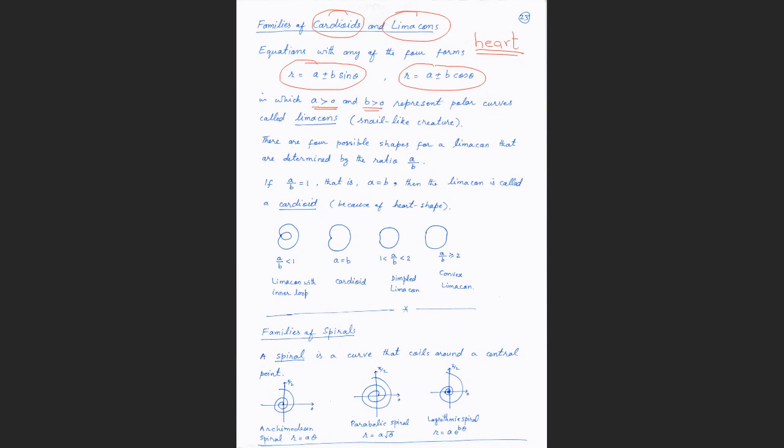Now, what are the 4 different types of cardioids and limaçons? There is a condition. Here you will see a and b. Whenever a divided by b is less than 1, you have this shape, and this is called limaçon with inner loop. Okay, so remember this one.